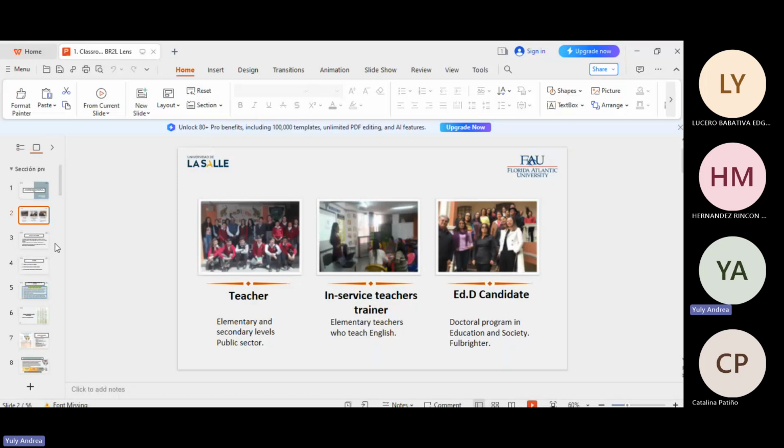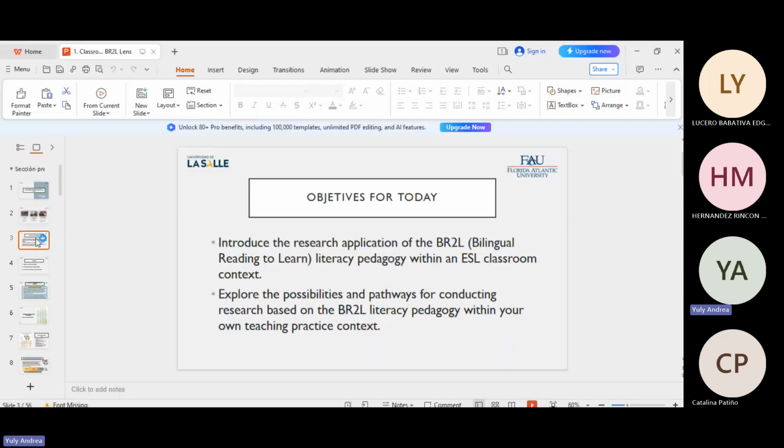So during the time that I was at Florida Atlantic University, I was able to explore systemic functional linguistics and genre-based pedagogy, which is one of the lines that I'm exploring right now in terms of research and theory. So that is just a little bit of my background.